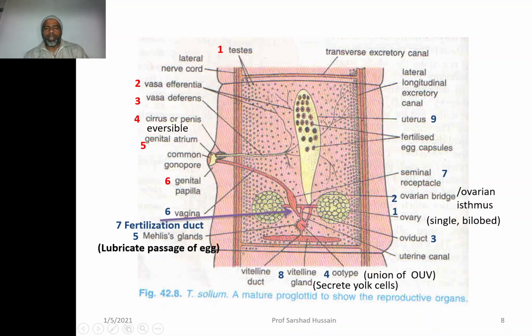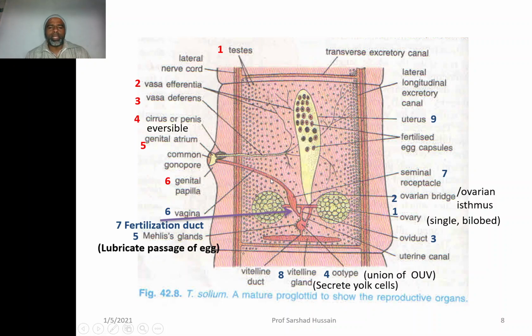Then just look at the female reproductive system. You have one ovary, but it is bilobed. It has two lobes, joined with the help of an ovarian bridge called the ovarian isthmus. From the center of the ovarian isthmus comes out the oviduct. This oviduct is receiving the vagina coming from the common gonopore.